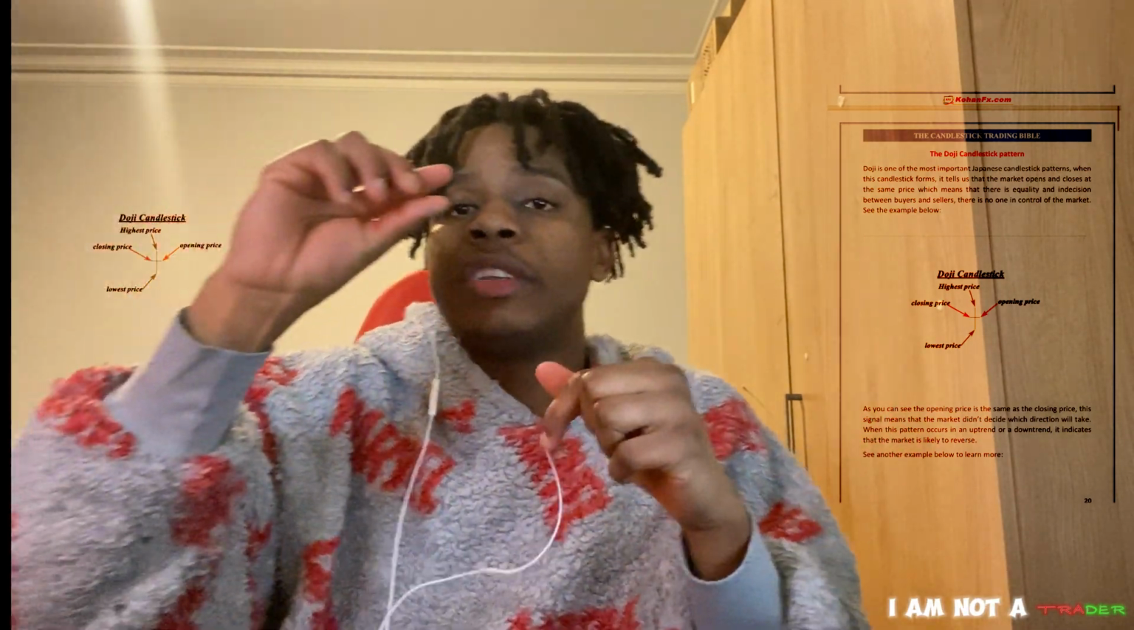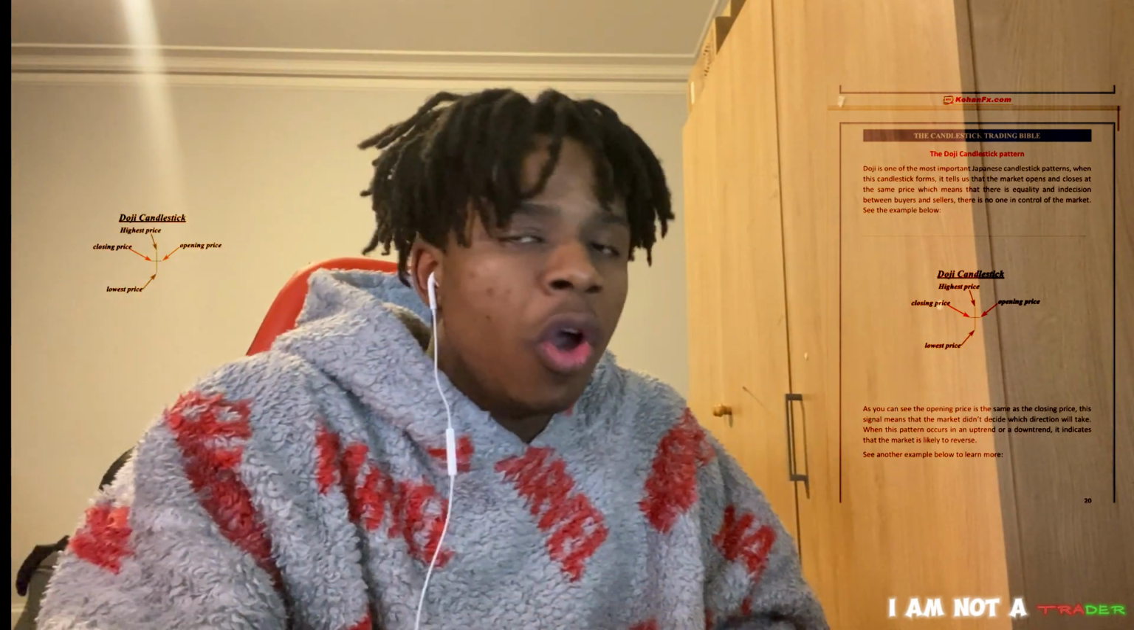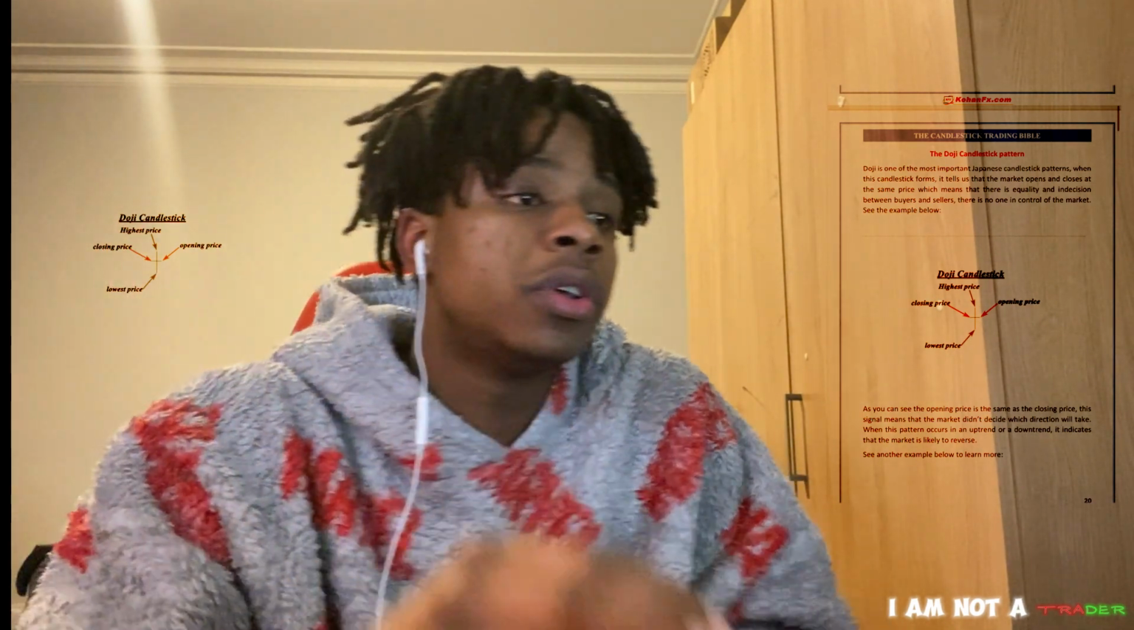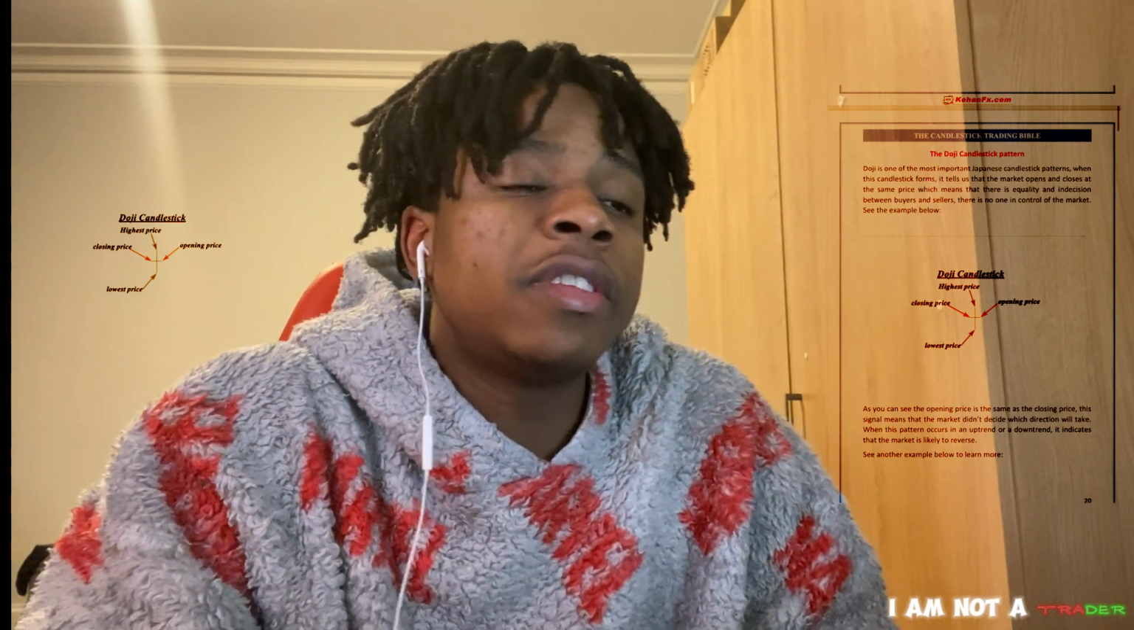So if you see a doji, it's like a small line, it's like a T, it's like a cross. Price opened and closed at the same spot. Meaning the buyers and sellers have indecision right there. Nobody's in control. The buyers are saying I'm going to take it, the sellers are saying I'm going to take it. So it's just indecision. As you can see, the opening price is the same as the closing price.